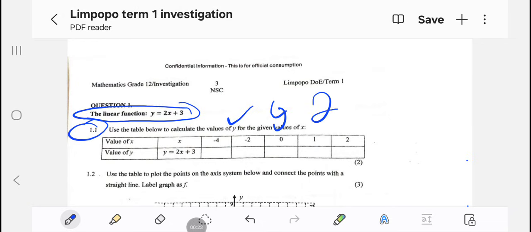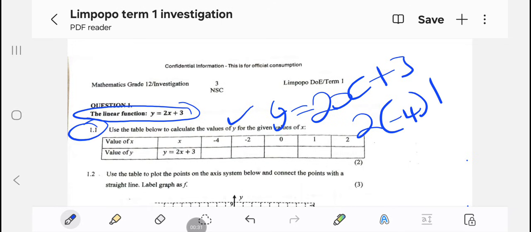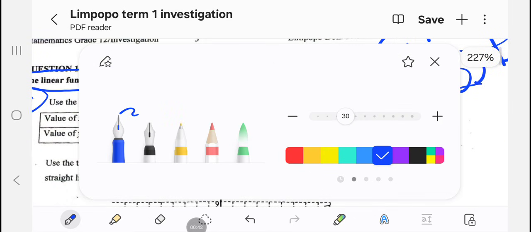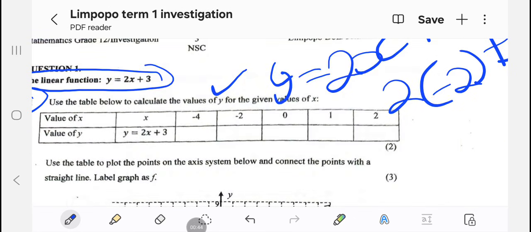y is equal to 2x plus 3. Then for x we put minus 4, of course, plus 3. After putting minus 4, we'll go on and put minus 2 to get each value. So I'll just write them down in the table. Here we have minus 5, minus 1, 3, 5, and 7.